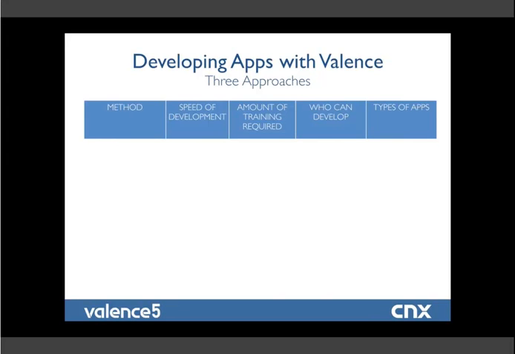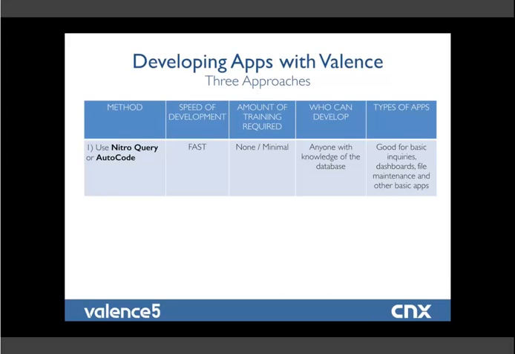So, when you're ready to start rolling out web or mobile apps for your users with Valence, there are essentially three different approaches you can take, each method varying in the time it may require to complete the development, and the best method will typically be dependent on the result you're trying to achieve. So method one, which I'll be focusing on in this webinar, is to use one of the Nitro tools included in Valence, specifically Nitro Query or Nitro AutoCode.